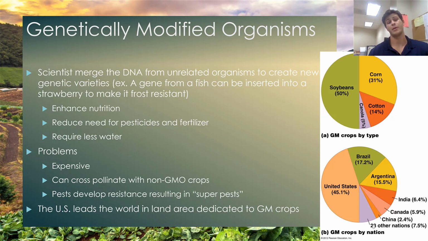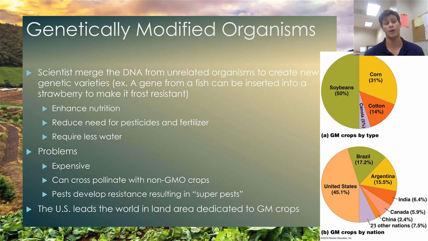And lastly, we're going to spend a second talking about genetically modified organisms. Genetically modified organisms are basically where scientists merge the DNA of unrelated organisms together to create new genetic variants. For example, a gene of a fish could be inserted into a strawberry to make it more frost resistant, or far more commonly, there is a gene associated with a specific type of bacteria, the BX gene, that is inserted into plants to make them resistant to insects, basically creating a natural insecticide.